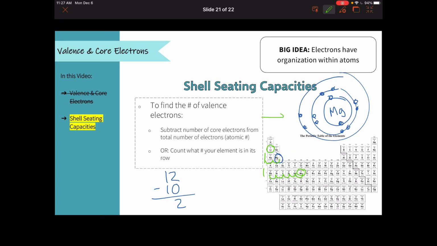So here I have my completed Bohr model for magnesium, 2 electrons in the first shell, 8 in the second, and 2 in the third, for a total of 12 electrons. We'll do one more example.